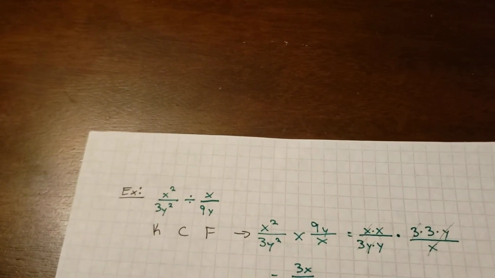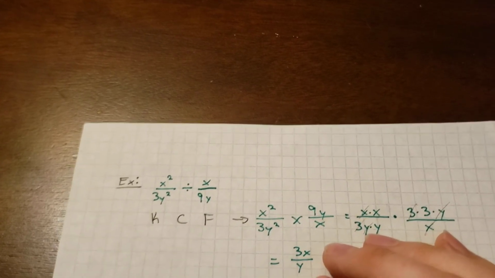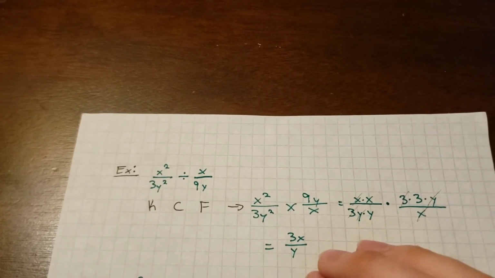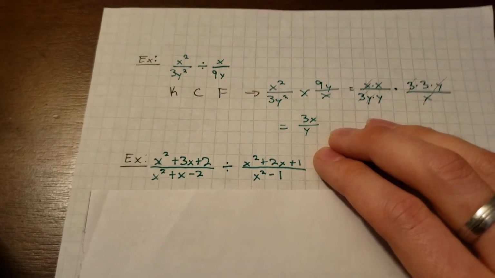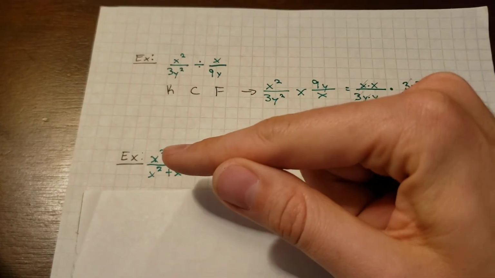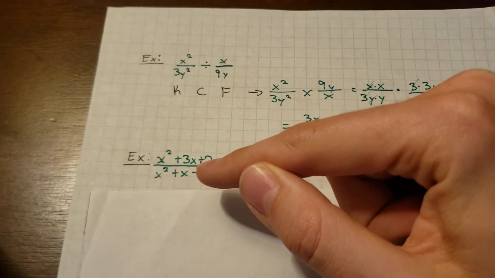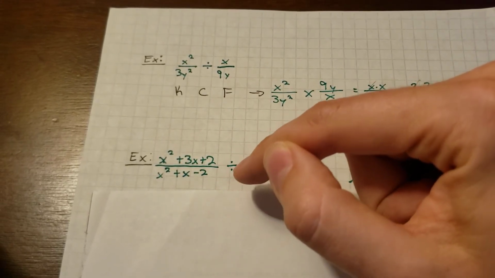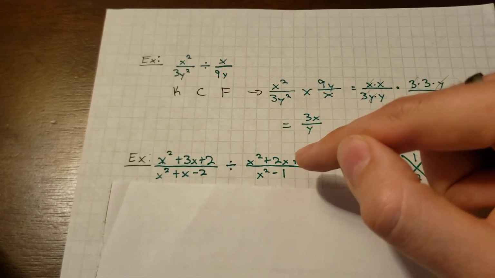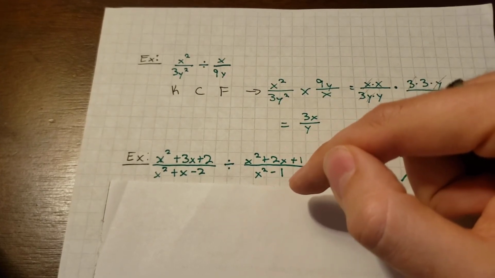Okay, this next one is ugly and daunting, but I don't want you guys to see things in your homework or on the quiz tonight that isn't in the notes. So here it is. I'll give you a second to write it all out. That's x squared plus 3x plus 2 divided by x squared plus x minus 2. That fraction is divided by x squared plus 2x plus 1 over x squared minus 1.